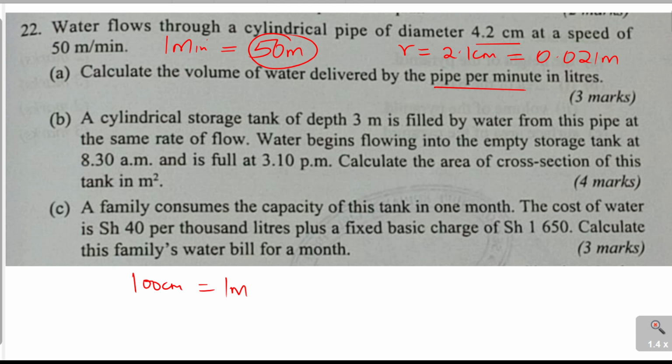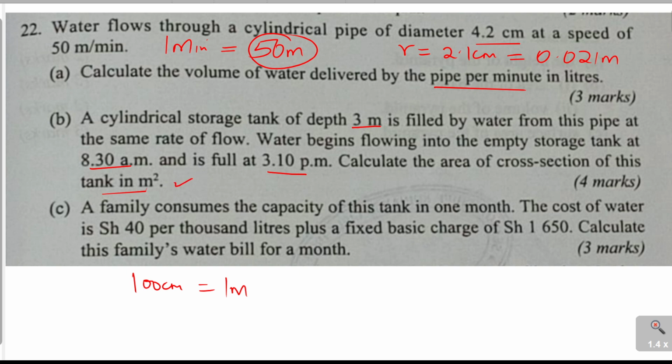Part B, a cylindrical storage tank of depth 3 meters is filled by water from this pipe at the same rate of flow. Water begins flowing into the empty storage tank at 8:30 a.m. and it is full at 3:10 p.m. Calculate the area of the cross section of this tank in meters squared.